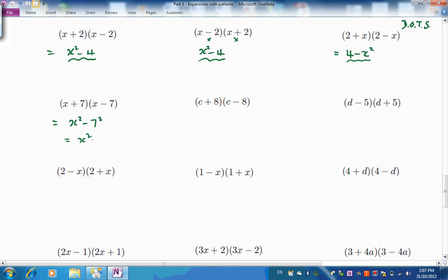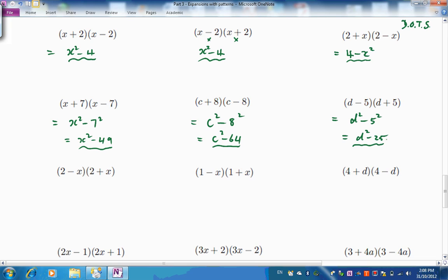How's your times tables there, mate? 49. And this one, first term squared minus 8 squared. How's your times tables? 64 for that one. Can you see the pattern? First term squared minus second term squared. So it's d squared, take 25.